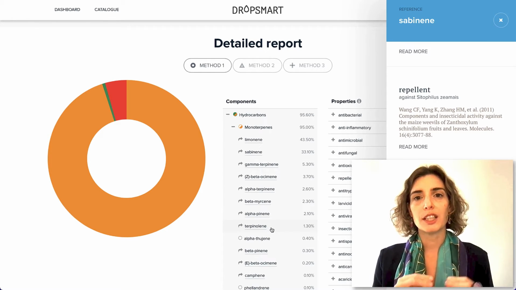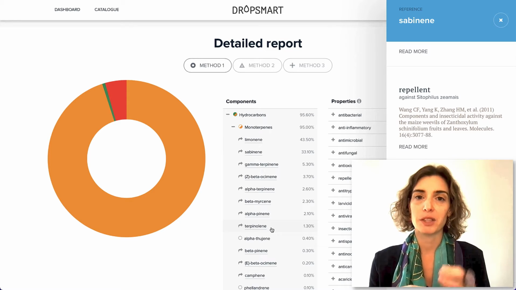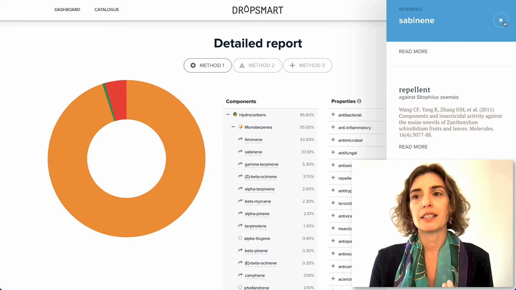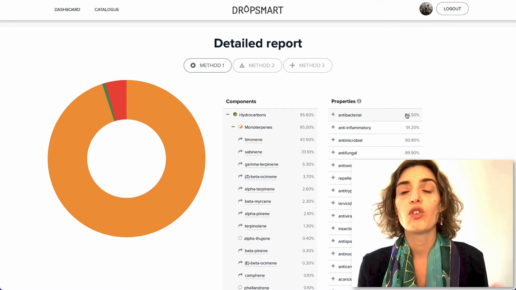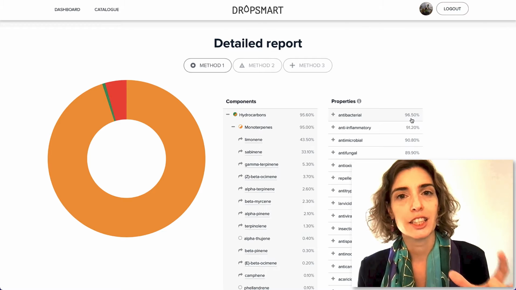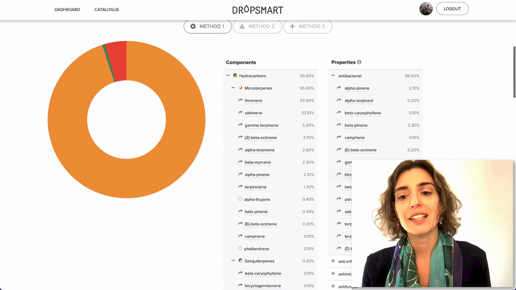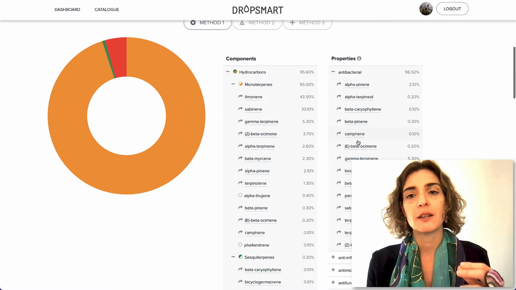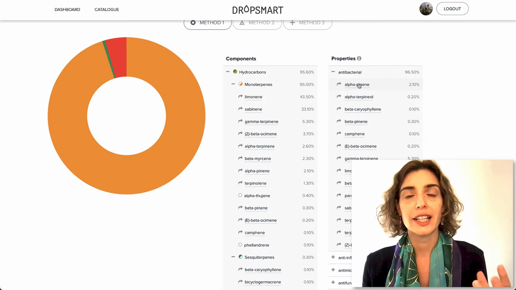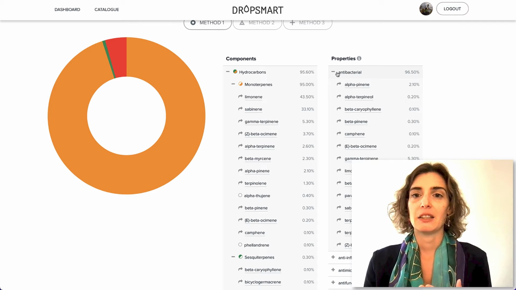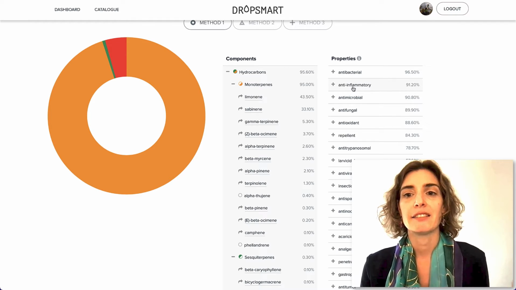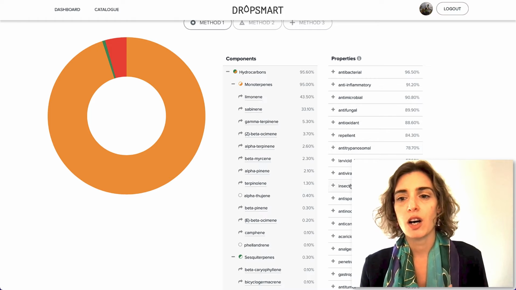So what we do with Dropsmart is we calculate them together, bringing you a specific percentage. So here, when it says antibacterial, over 96%, which is a large percentage, it means we added all the chemical constituents within this beautiful rare essential oil that are proven to be antibacterial. It doesn't stop there. Look, anti-inflammatory, over 90%, antimicrobial, antifungal, antioxidant, repellent, and the list goes on and on.